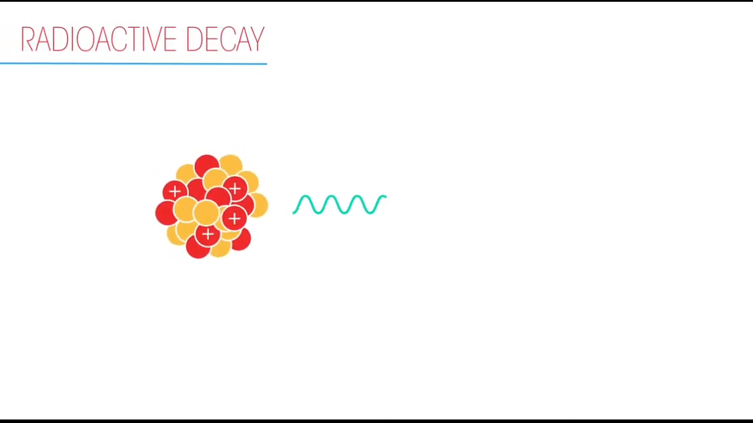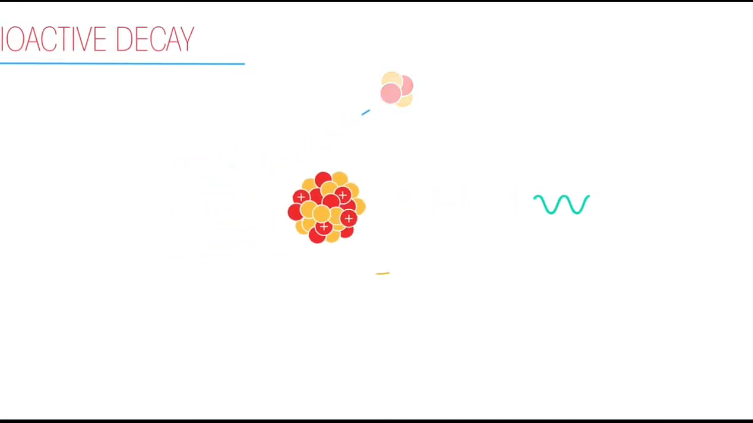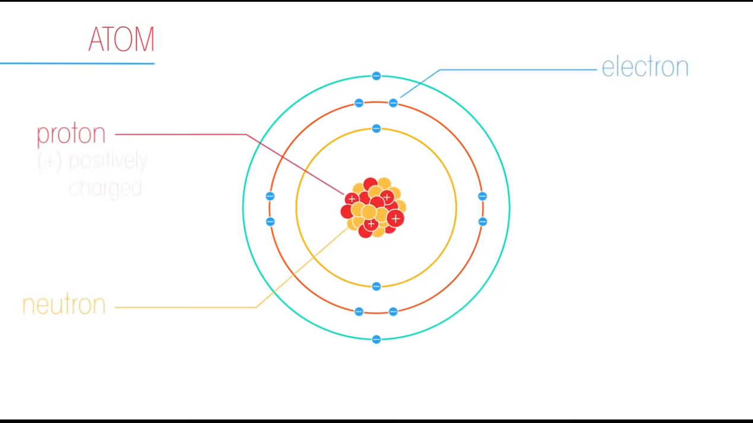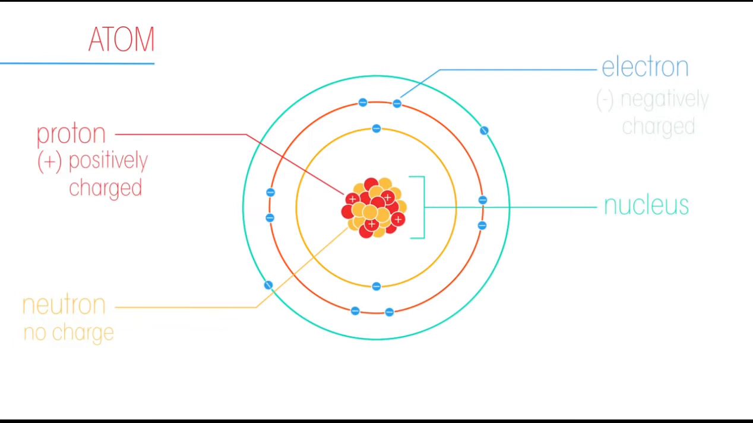How do you know if an atom is stable? In this video, we're going to learn about radioactive decay. An atom is composed of subatomic particles called protons, neutrons, and electrons. Positively charged protons and neutrons with no charge form the central nucleus. Negatively charged electrons orbit the nucleus.